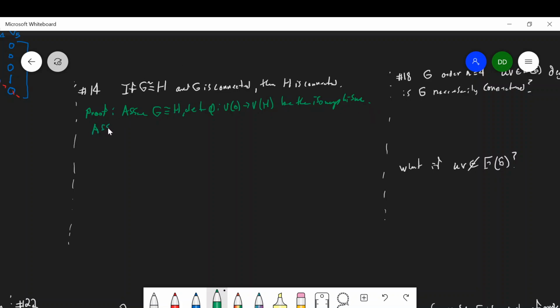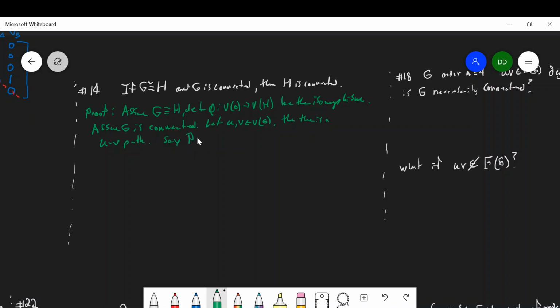So we also want to assume G is connected. So what does connected mean? It means that between any two vertices, there is a path. So let U and V be in the vertex set of the graph. Then since G is connected, there is a UV path. Let's write out that path.